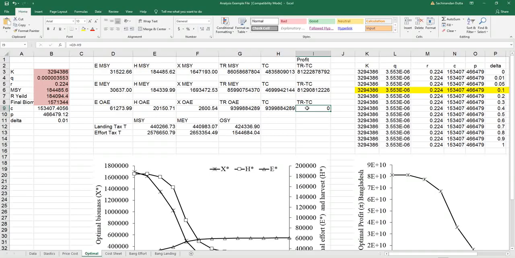And you have to calculate the landing tax. These are simple equations. I'll give the equations: landing tax of MSY, effort tax of MSY, landing tax of MEY, effort tax of MEY, and what the tax will be at open access. That tax is also incorporated in the next cost sheet.